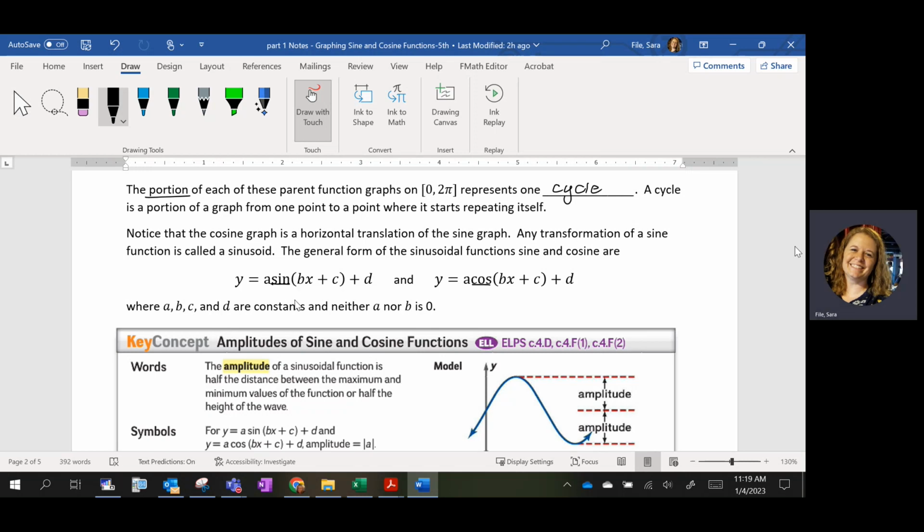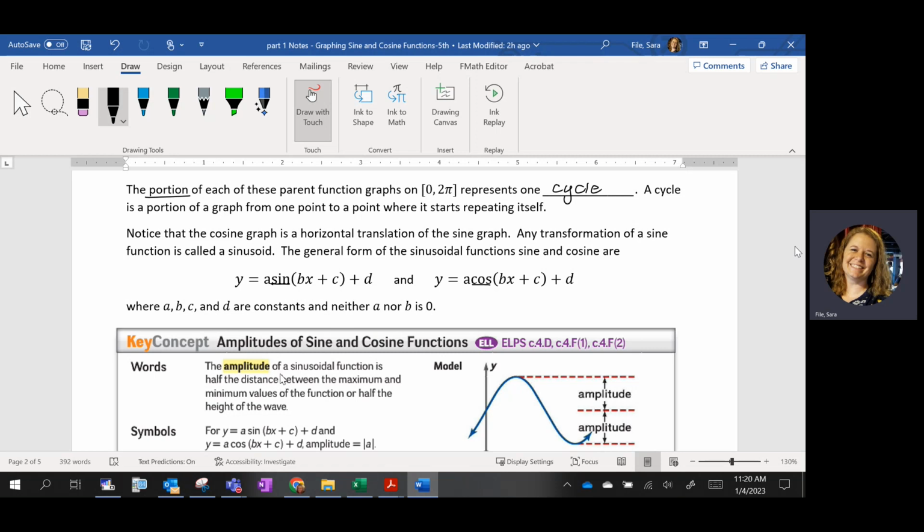And then you can also have numbers that are added or subtracted instead of being multiplied. If it's added or subtracted on the inside of the function, that's C, and if it's outside the function, that's D. Over the next few days, we're going to talk about what A, B, C, and D do to your graph. The first one we're going to focus in on today is amplitude, which comes from the A value.